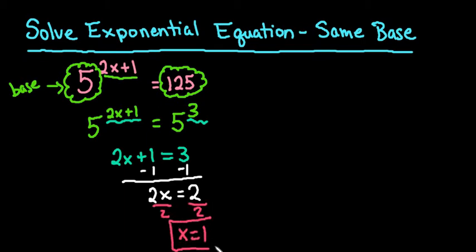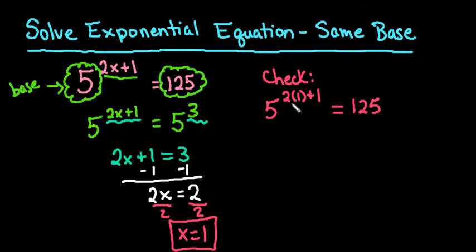And it's always a good idea to check your work, to make sure that when I plug it back in, I do get a valid answer. So with this, if I plug it back in, I would have 5 to the 2 times 1 plus 1 power. And we want to know, does that equal 125? This part right here simplifies into 3, and 5 to the 3rd power is 125. So we know that this works.